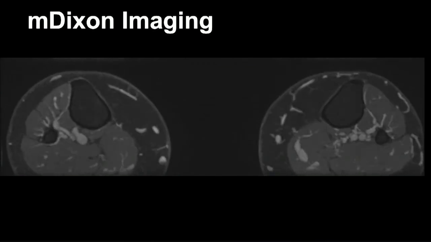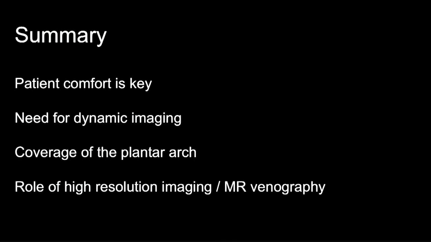So in summary, I hope you are now able to take away those 4 key points: why patient comfort is key, the need for dynamic imaging to avoid venous overlay, why coverage of the plantar arch is important because it is the single largest determining factor for limb salvage, and the role of high-resolution imaging for vessel wall detail and for MR venography.